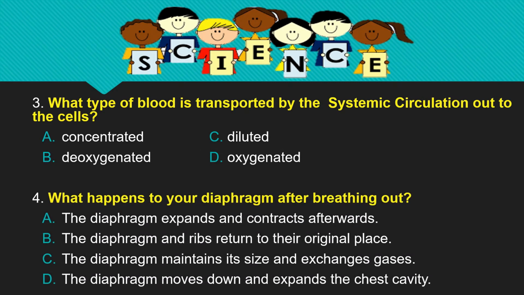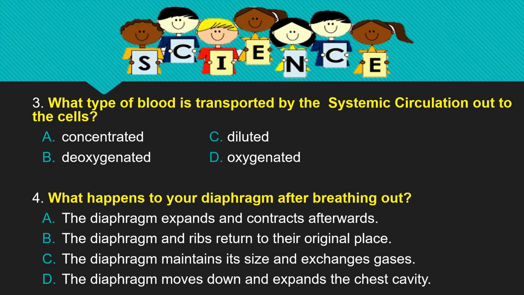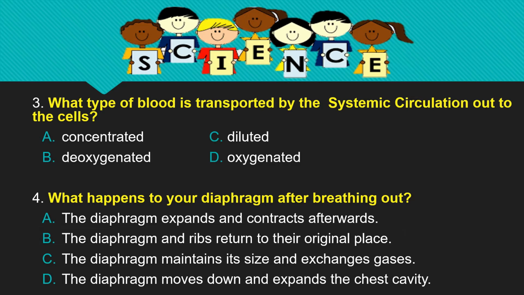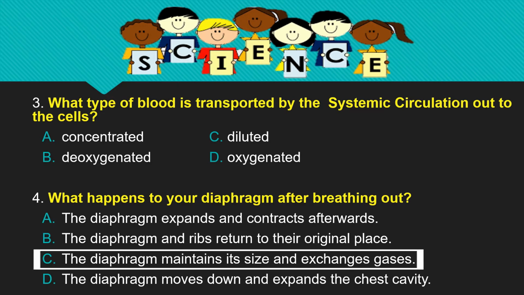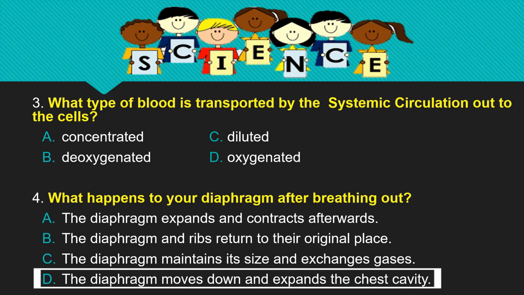Number 4. What happens to your diaphragm after breathing out? A. The diaphragm expands and contracts afterwards. B. The diaphragm and ribs return to their original place. C. The diaphragm maintains its size and exchanges gases. D. The diaphragm moves down and expands the chest cavity.